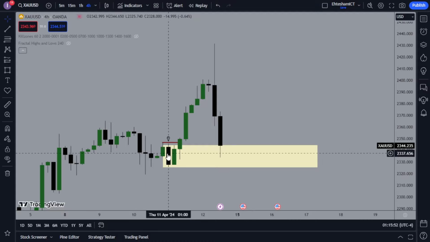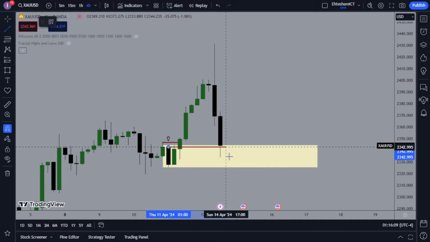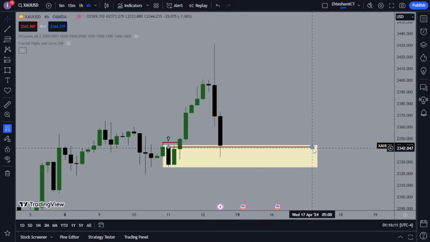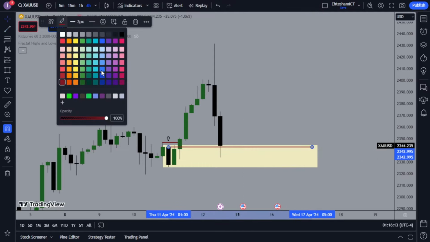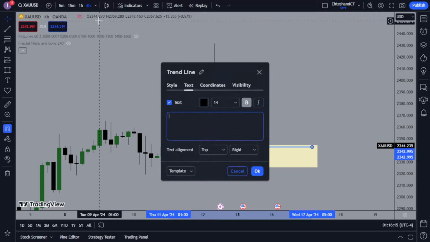The opening price is 2342.995. It can be a little bit different because of the broker's manipulation. So I'm going to utilize my weak magnet, and I'm going to utilize the trend line. Where is the opening price? 2342.995. I'm going to highlight it. Look at that with the blue color.